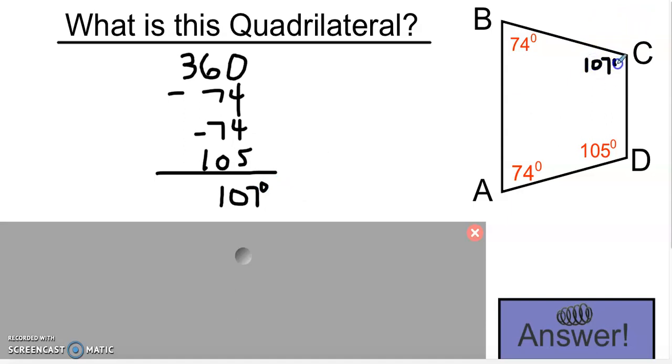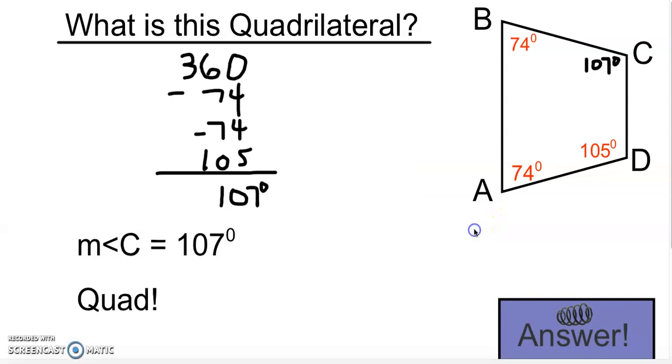Because this is 107 degrees, I don't have opposite angles congruent, and I don't have consecutive angles supplementary. All I've got here is just a garden variety quadrilateral. It's just a quad. There's nothing else going on here that makes it special.